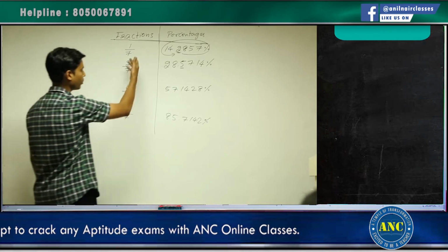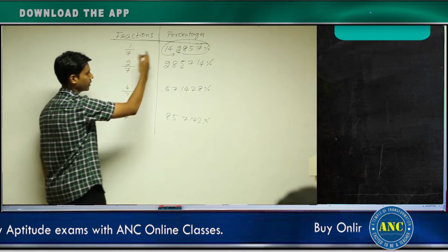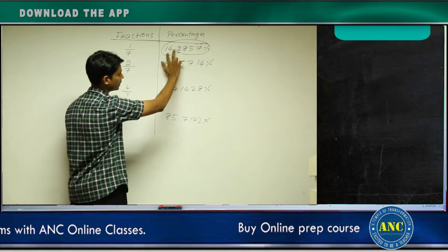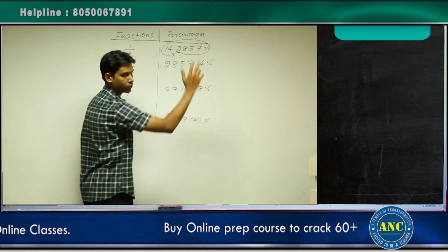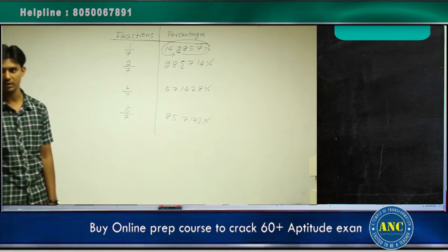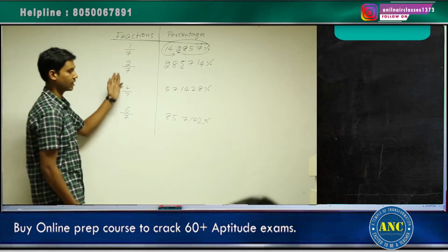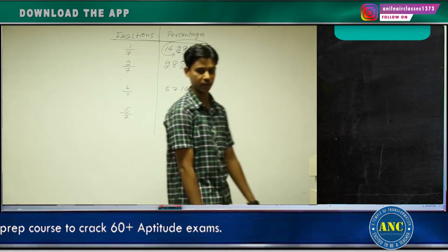1 by 7 is 14.2857. Double of 7 is 14. Double of 14 is 28. Double of 28 is 56, rounded up to 57. Afterwards, the cyclic form, what I discussed, follow the same approach.